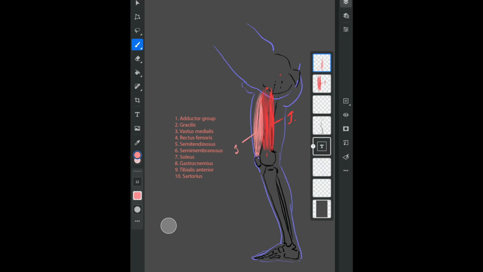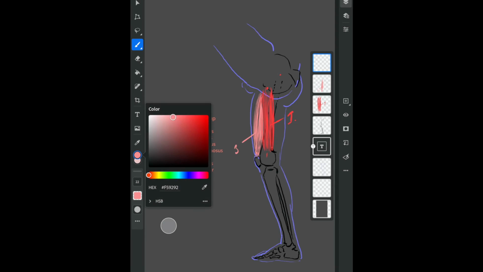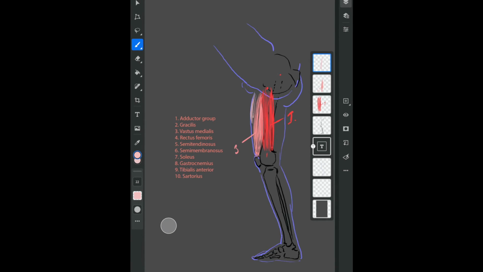And then on top, you're going to see the Rectus Femoris. Change colors again. Let's go a little brighter. We're going to see the Rectus Femoris sitting on top of the Vastus Medialis, and then also attaching to our patellar ligament. Running this way, like that.